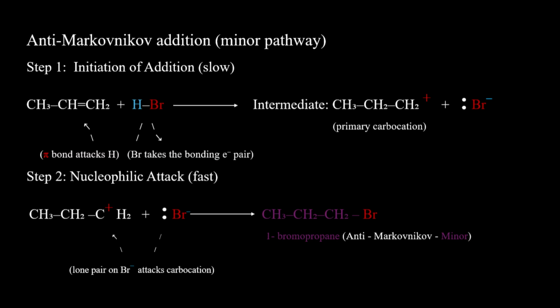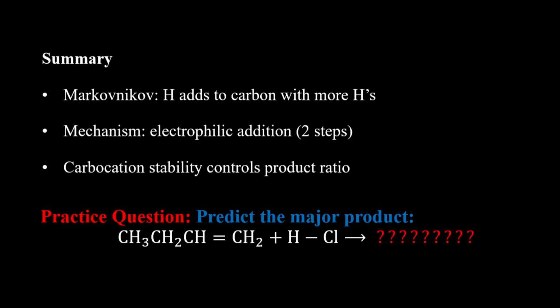So the ratio is controlled entirely by which carbocation forms. The more stable secondary gives the major product. Let's quickly recap. Markovnikov's rule: the hydrogen adds to the carbon with more hydrogens. The mechanism is a two-step electrophilic addition, slow protonation followed by fast nucleophilic attack. And most importantly, carbocation stability controls the product ratio. More stable carbocation equals major product.